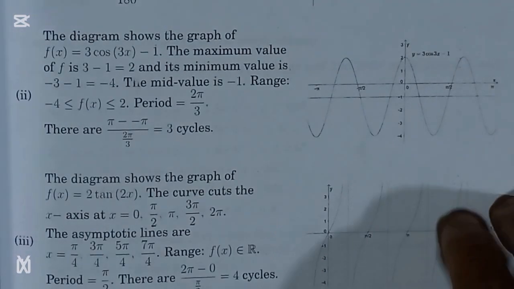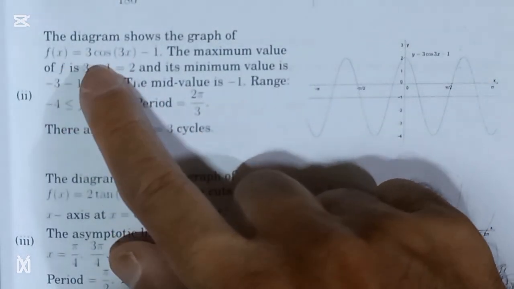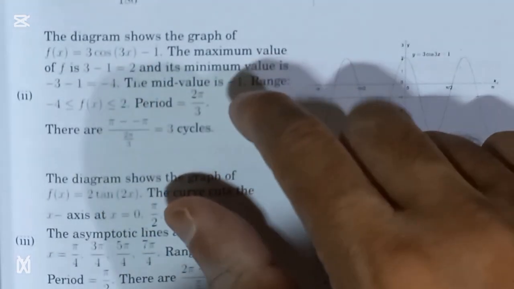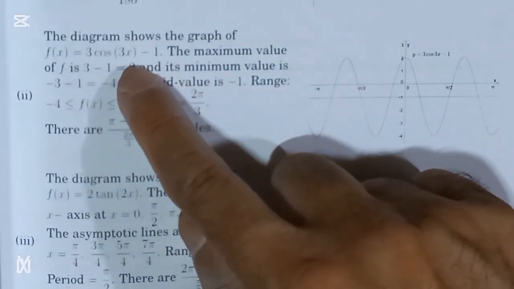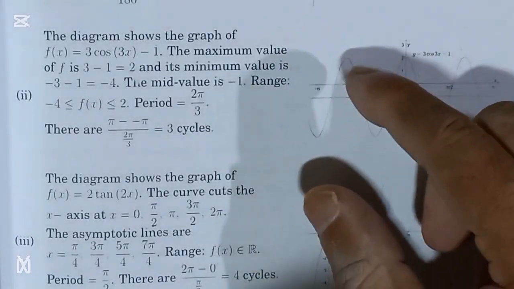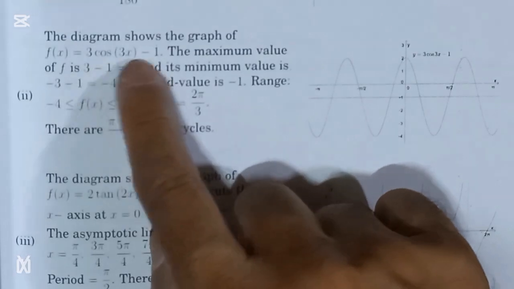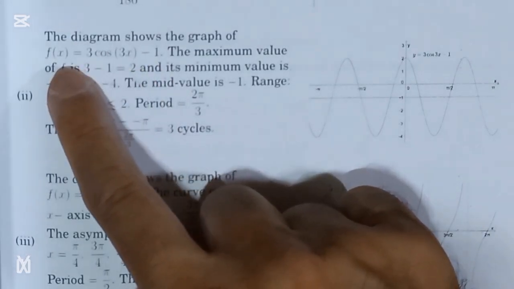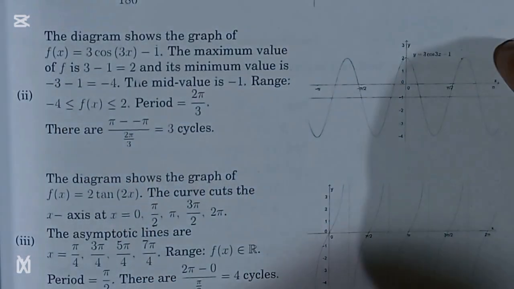Okay, look now, the next graph we are going to discuss is f of x equals 3 cos 3x minus 1. First we will make the table, taking a difference of 30 degrees. So x equals 30, 60, 90, 120, 150 and so on, and put these values of x into this equation. Solve it on the calculator, you will get the values of f of x, and then draw the graph. So this graph will be obtained.